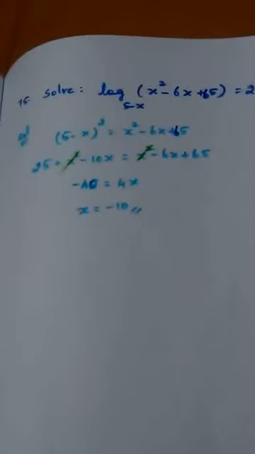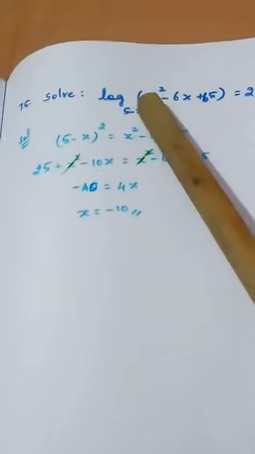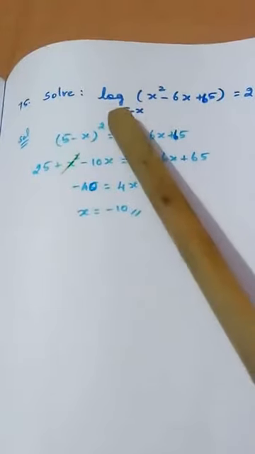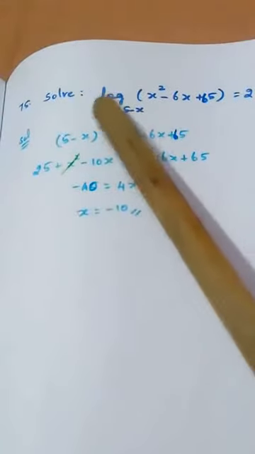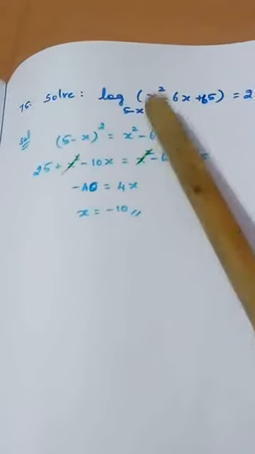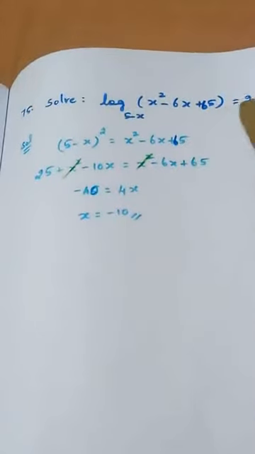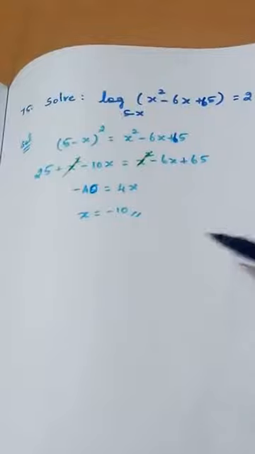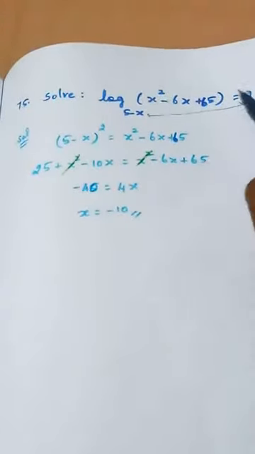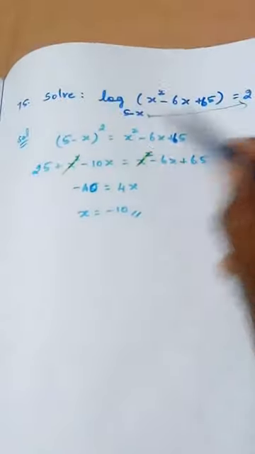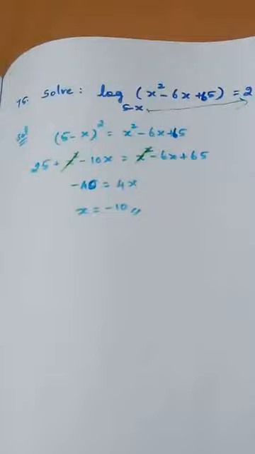Problem number 75. Solve log of one quadratic equation was given and the base is 5 minus x equal to 2. Again solve means find the value of x. Just writing this in exponential form, we will be getting it just by crossing. How to write in exponential form? Just take this, put an arrow mark here, 5 minus x power 2, 5 minus x power 2 equal to this x square minus 6x plus 65.